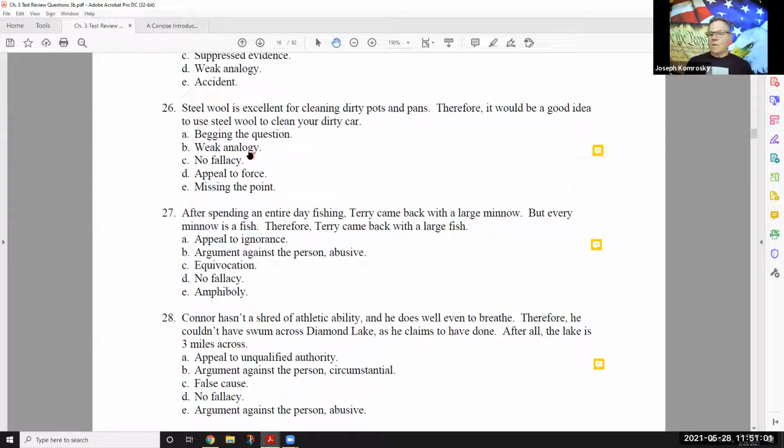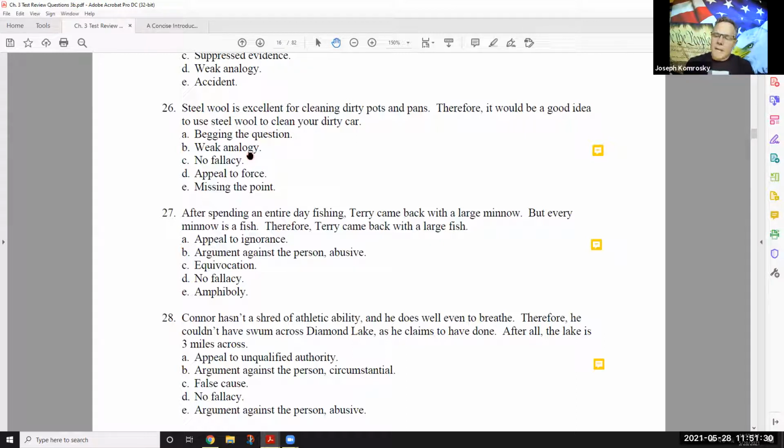A weak analogy is when you compare two things and there's not a lot of properties or attributes that can be compared to them. For example, what's the difference between dirty pots and pans? Dirty pots and pans might not be painted like a car, have extra layers of paint. Maybe they do, but most likely not. So comparing a car to doing dishes, there's not enough properties with the car and the dishes that you can compare them to one another.